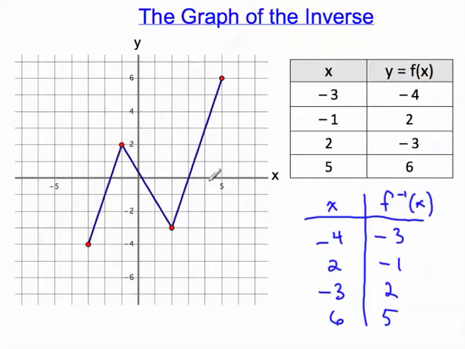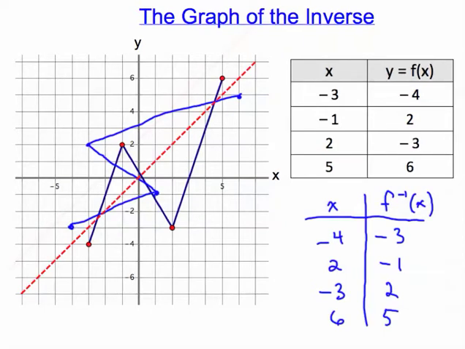So to plot that out, I would have the point -4, -3, and that's going to be connected to the point 2, -1. So let's draw that. That's going to be connected to the point -3, 2. So -3, 2. So those are going to be connected. And that's going to be connected to the point 6, 5, which would be up here, like that. And it's important that they're connected in the same order as their corresponding points were connected in the original graph.